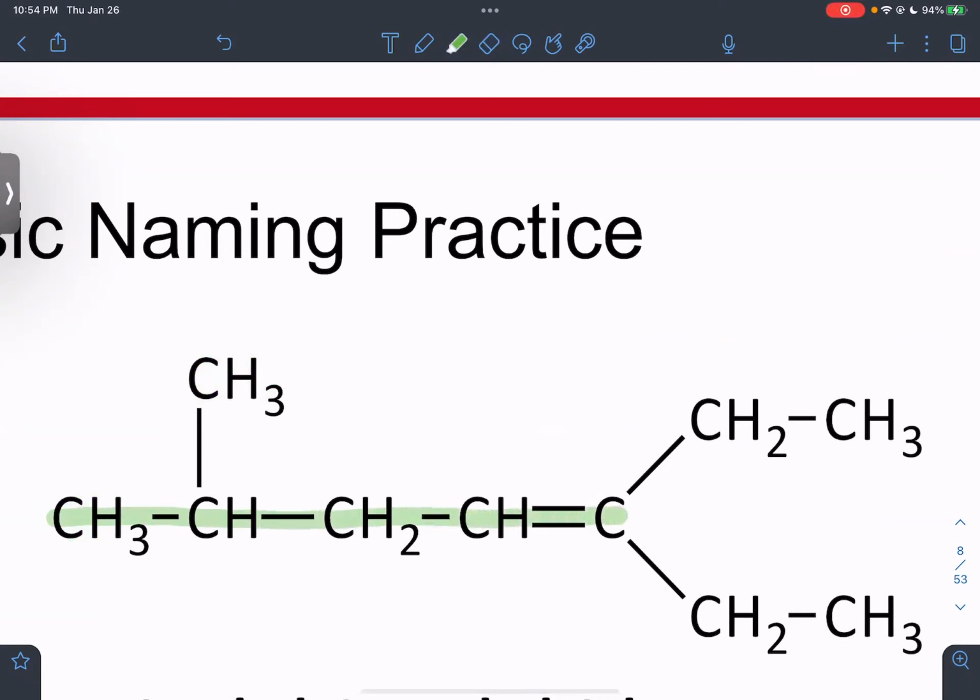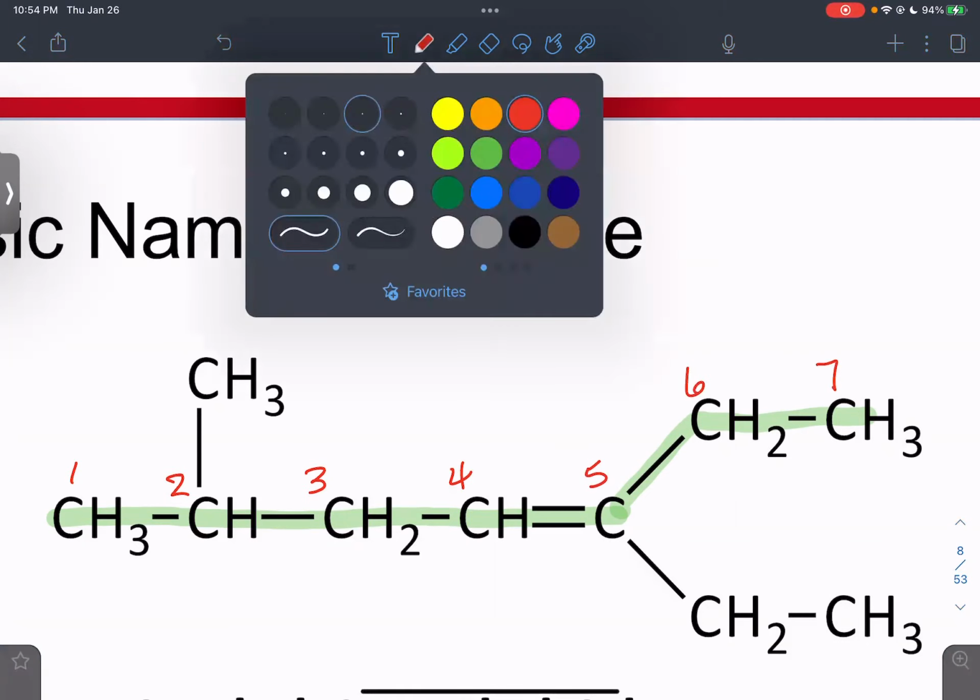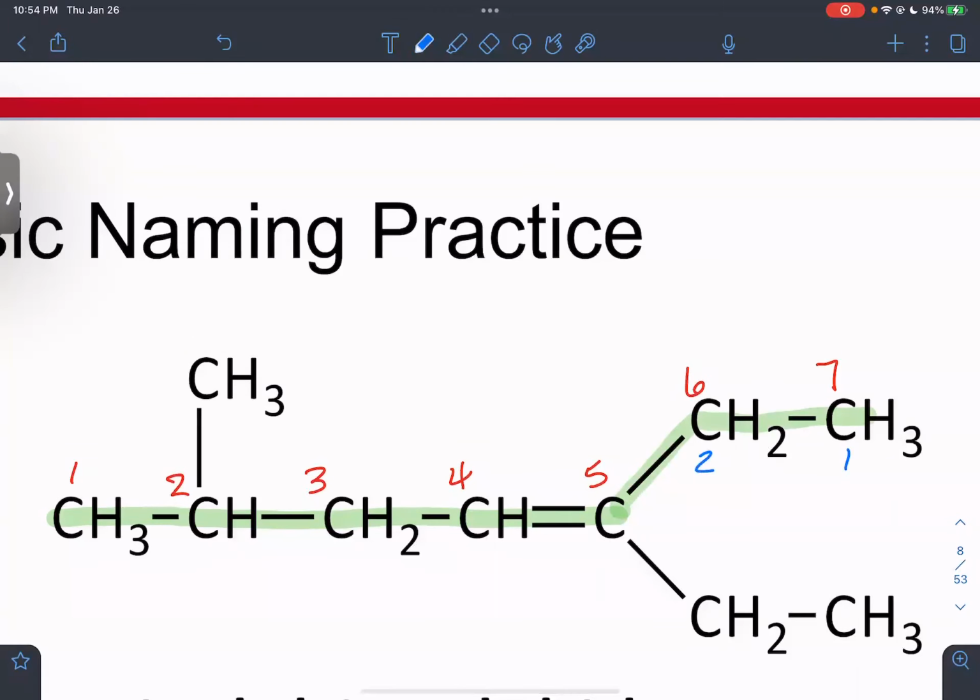Now our parent must go through the carbon-carbon double bond, and what we just did. Now, do I want to go up or down? In this case, it doesn't matter, so I'm just going to go up for fun. Now we have to start thinking about numbering and labeling. If I numbered this way, 1, 2, 3, 4, 5, 6, 7, that's one way I could number. Here we go, 1, 2, 3, 4, 5, 6, 7.